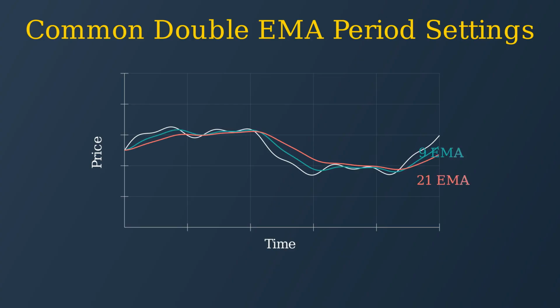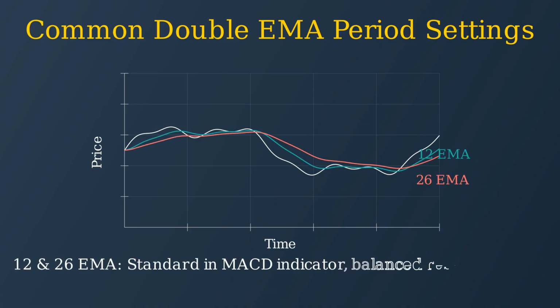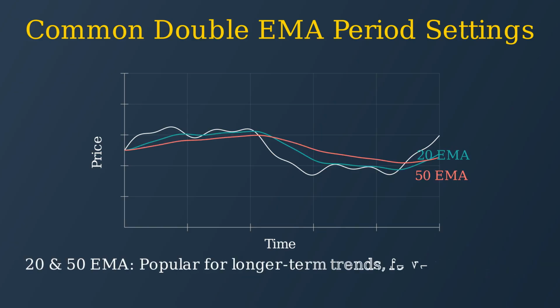The double EMA strategy relies on specific period combinations. One popular set is the 9 and 21 period EMAs. These EMAs create crossover signals when the shorter period line crosses above or below the longer period line. Another popular combination is the 12 and 26 period EMAs, commonly used in the MACD indicator. For longer-term trading, the 20 and 50 period EMAs are commonly used, providing fewer but more reliable signals.